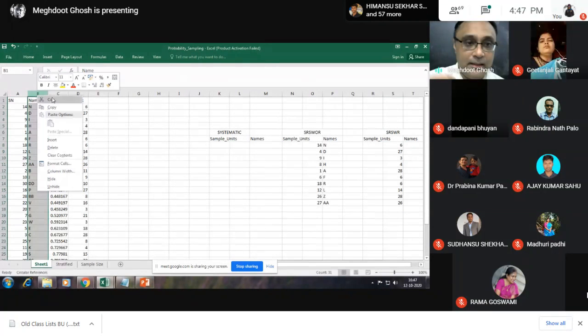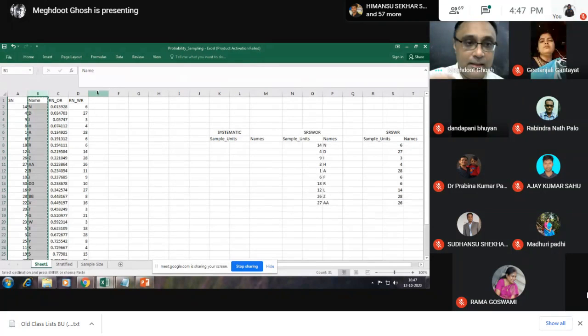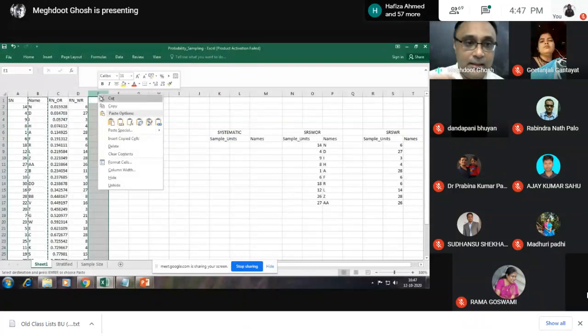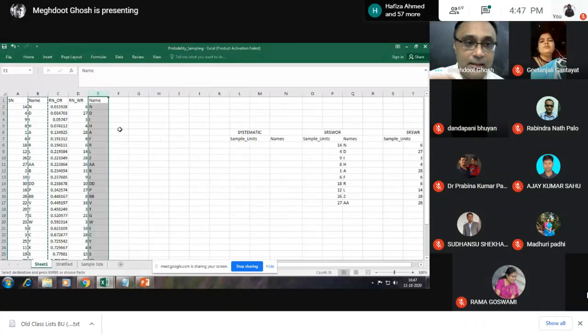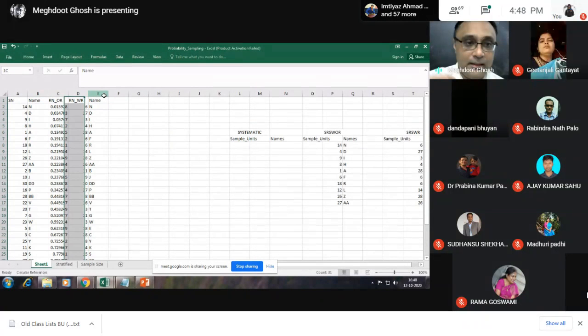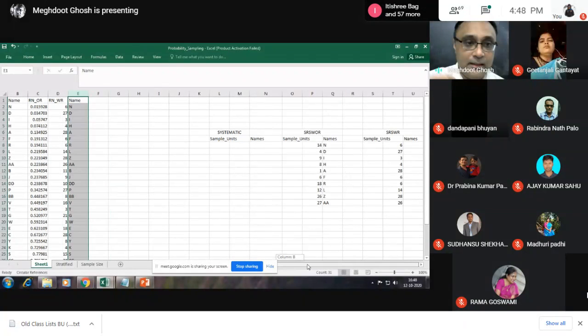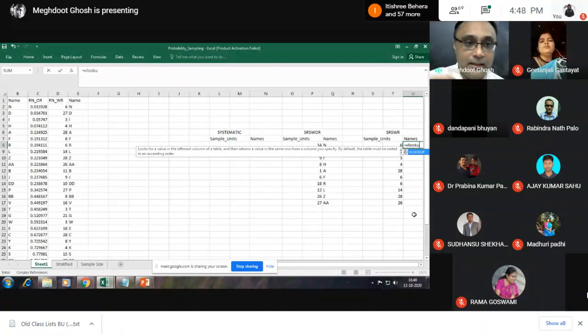You copy the name column, cut over here and insert the copy. So I have taken the name column over here, and I will be using the same technique that I have used before, that is the vertical lookup. So, is equal to VLOOKUP. Now you select this.